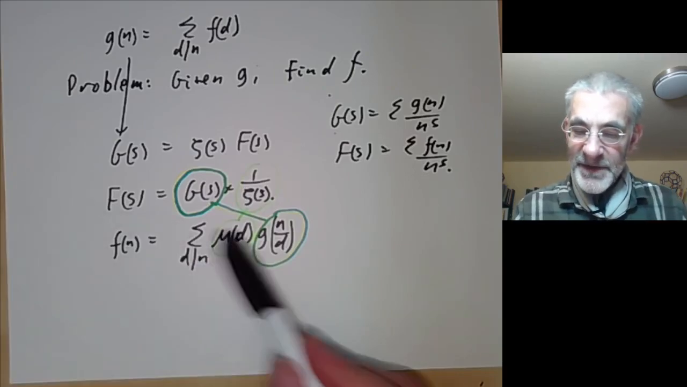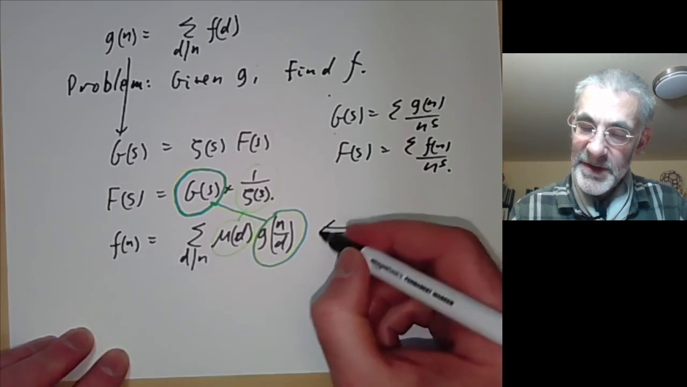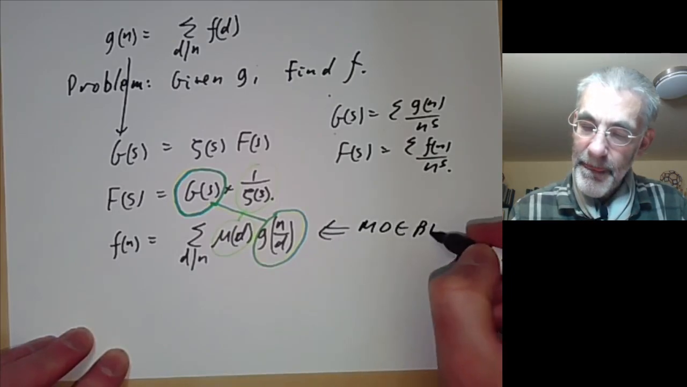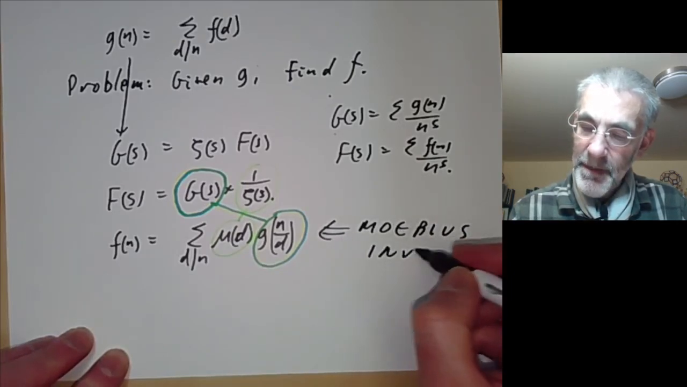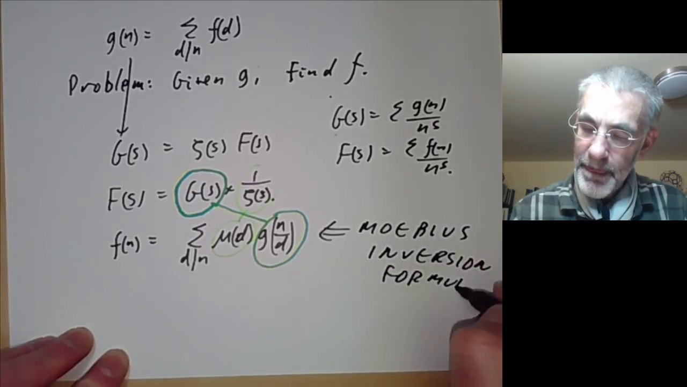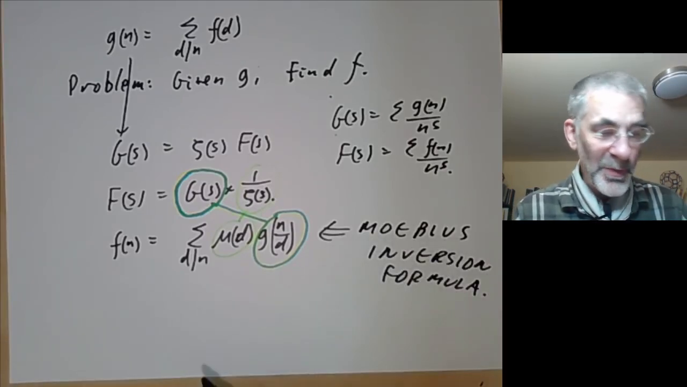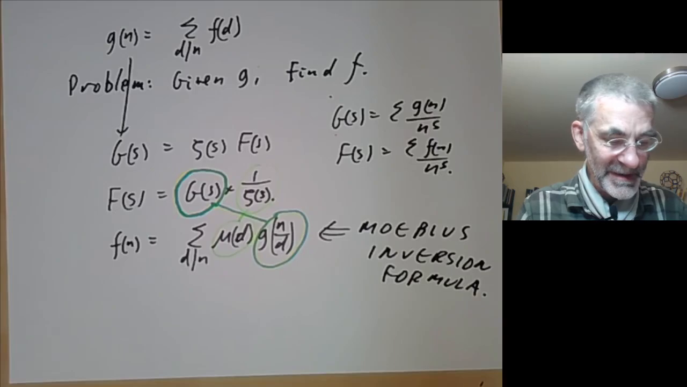So this gives us a formula for f in terms of g, and this is the Moebius inversion formula. This is the same guy who invented the Moebius band. He did do other things as well.